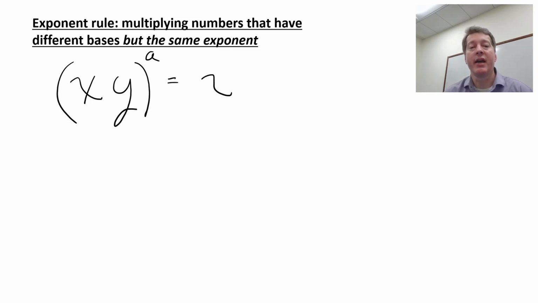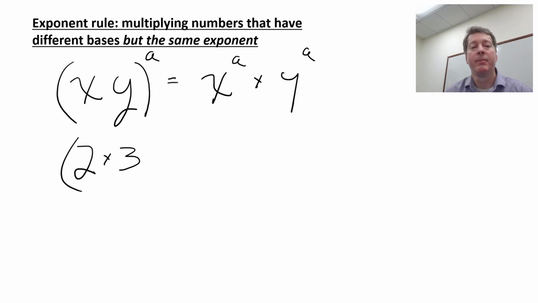Suppose the numbers you're multiplying together have different bases, but the same exponents. So suppose you had x times y, all raised to the power of a. That is the same thing as x to the a times y to the a. So if I had 2 times 3, squared, that is the same thing as 2 squared times 3 squared. That is the same thing as 4 times 9.